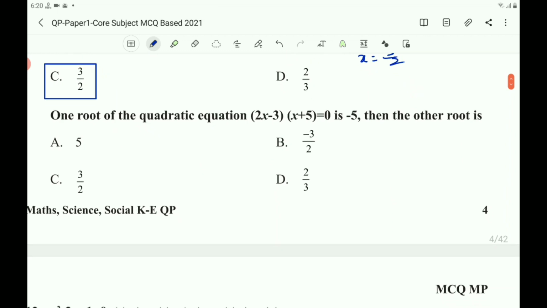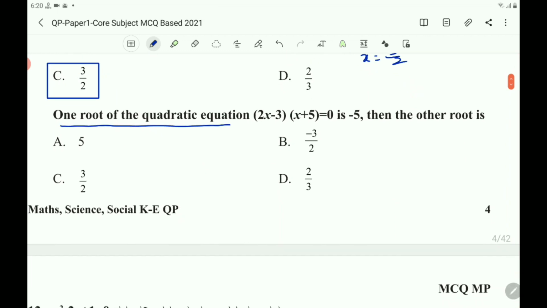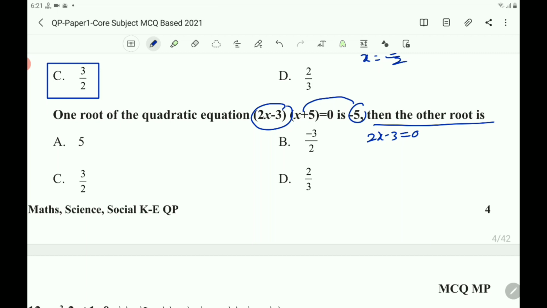Same question in English medium. One root of the quadratic equation 2x minus 3 into x plus 5 equals 0 is -5. Then the other root is. Here it is given that one root is -5. You will get that root by equating x plus 5 equals 0. So you need this one, that is 2x minus 3 equals 0.